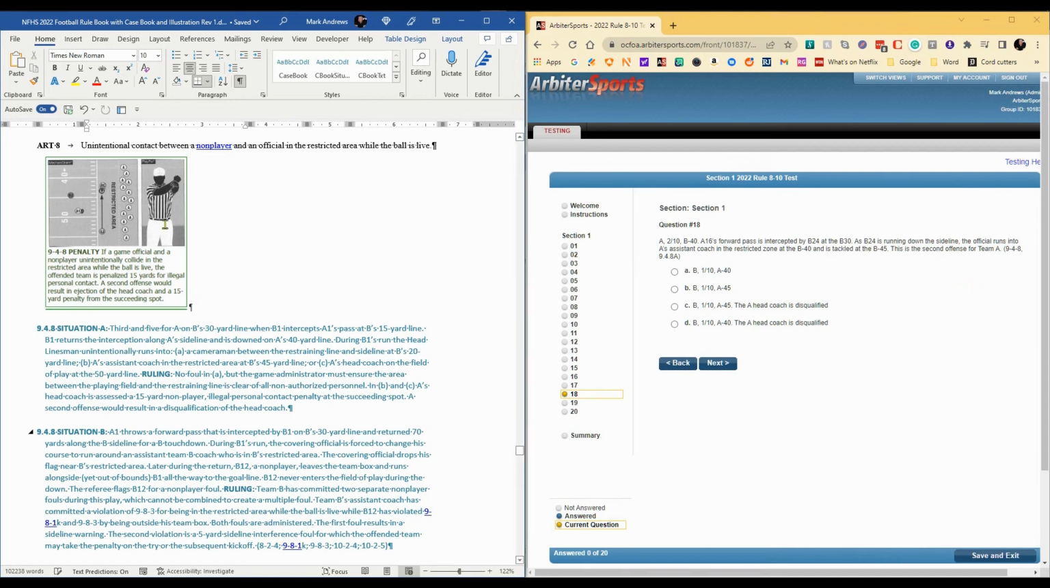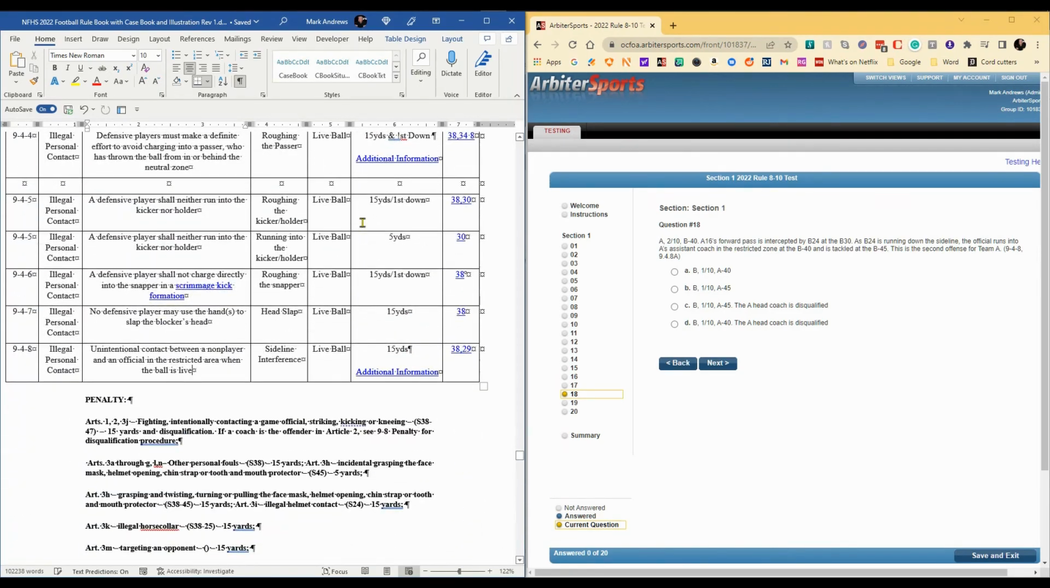So the rule reference is 9-4-8, and it just says unintentional contact between a non-player and an official in the restricted area while the ball is live. Well, that describes exactly what we have. If we look at the penalty summary, this is illegal personal contact. I'll emphasize this. This is not an unsportsmanlike conduct foul. It is an illegal personal contact foul. It is 15 yards. And as you can see, it says for the first offense, 15 yards from the succeeding spot. For the second offense, 15 yards from the succeeding spot, and disqualification of the head coach.